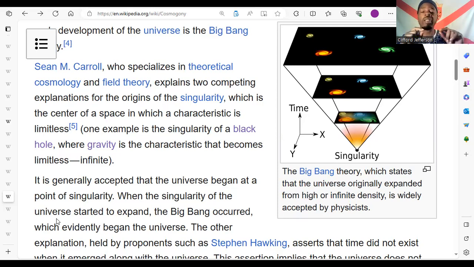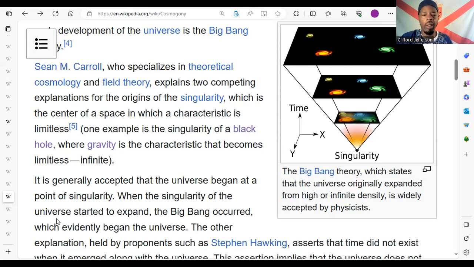One example is the singularity of a black hole where gravity is the characteristic that becomes limitless, i.e. infinite, i.e. E equals mc squared. E equals mc squared. Energy and matter equivalence. Energy is equal to matter times the constant speed of light squared. All right? Energy, matter, the constant speed of light. That would cause the Big Bang.